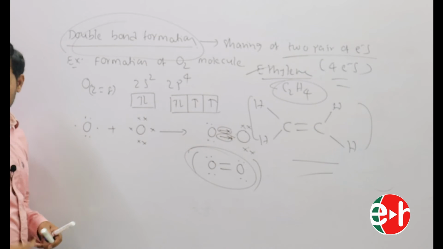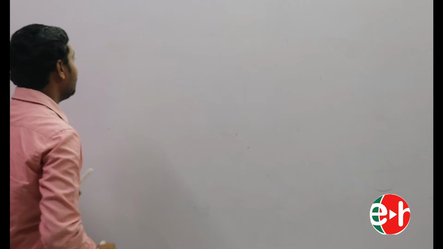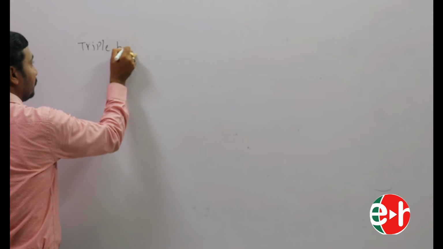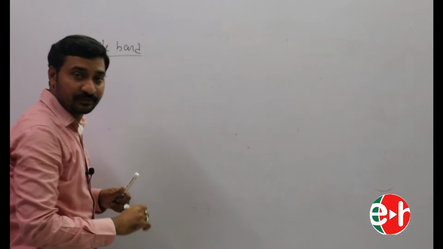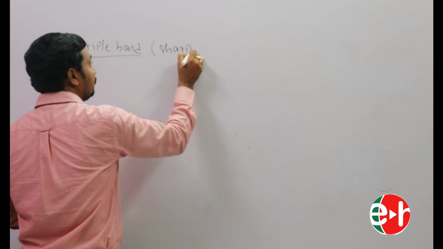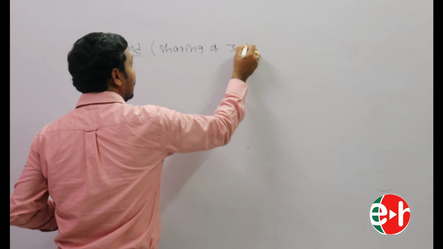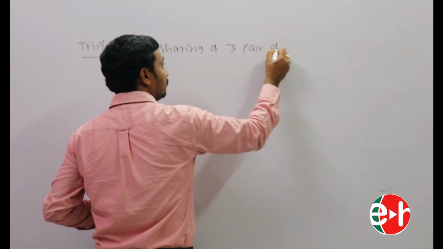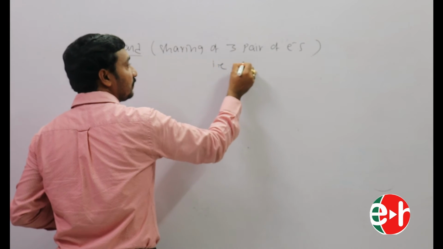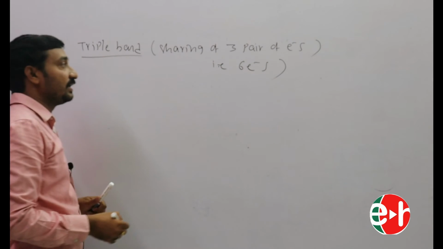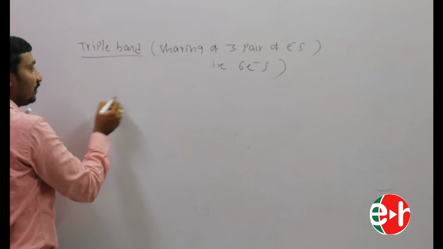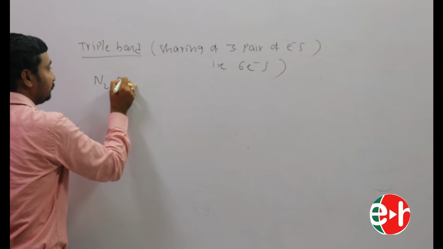Let us discuss the triple bond. Triple bond means sharing of 3 pairs of electrons, that is 6 electrons. Sharing of 6 electrons between two atoms. Example: N2 molecule.